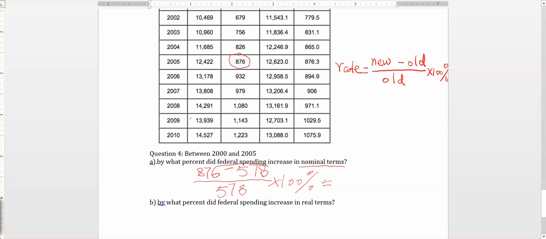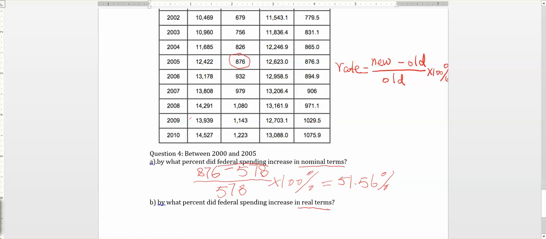Now by using the calculator, we can pretty easily calculate the final answer. The final answer for this question is 51.56%. Now we finish the first question. Now look at the second one: by what percent did the federal spending increase in real terms? Comparing questions A and B, we find the only difference is which term.